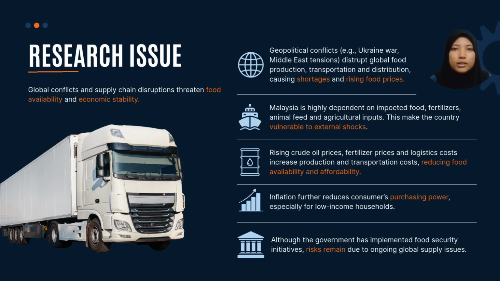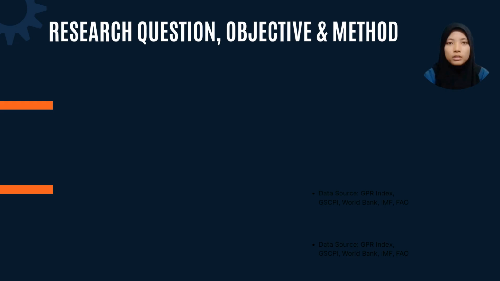The descriptive analysis is used to identify trends in food availability using data from sources such as World Bank and DOSM. Meanwhile, the relationship between variables is examined using the autoregressive distributed lag or ARDL model supported by data from sources such as CPR Index, GSCPI, World Bank, IMF, and FAO. Overall, this methodology allows the study to analyze both short-run and long-run effects of global factors on food availability in Malaysia. I will begin by explaining the research issue for our study.